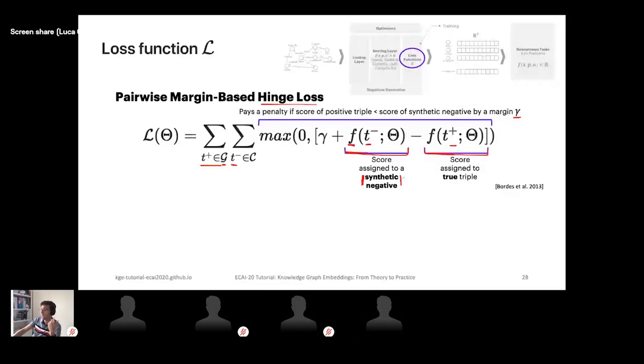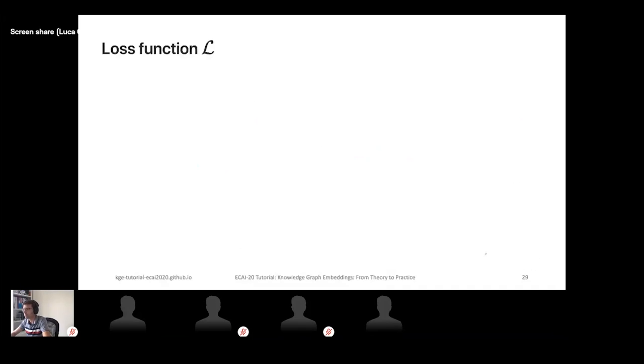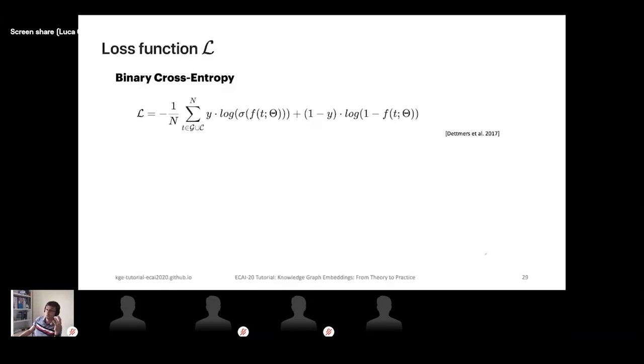But as I said, there are other losses. We see quite a lot of use of negative log likelihood or cross entropy. It's something that we've seen in literature more and more often. Again, without going into much detail, we have seen variants on the theme. For example, the convolutional embeddings model, ConvE, uses something called binary cross entropy, which is again a variant of the NLL loss that I presented earlier on.